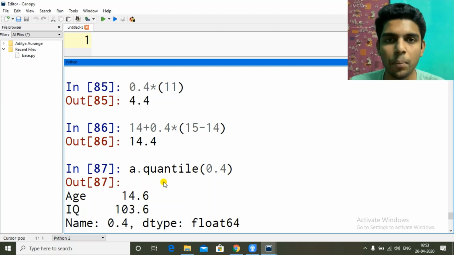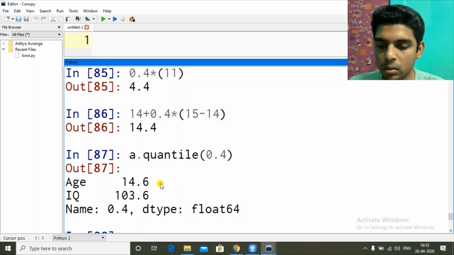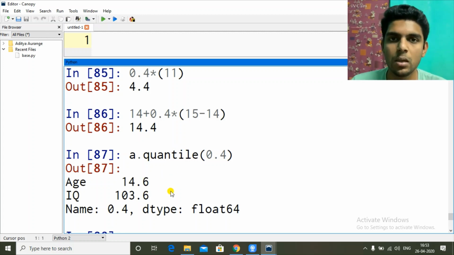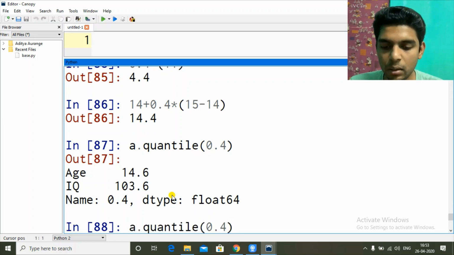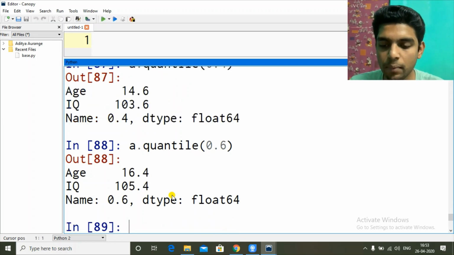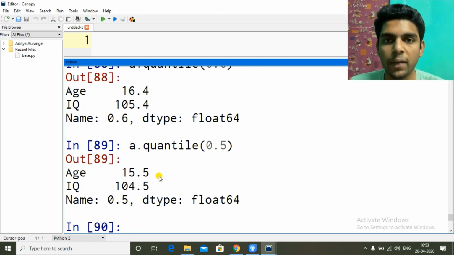So they are approximate or temporary, normal methods. But this function here gives me 14.6. So let's try to find it at 0.6. Okay, so it is 16.4. Let's try to find it at 0.5, which is 15.5. So this is how we can use it.